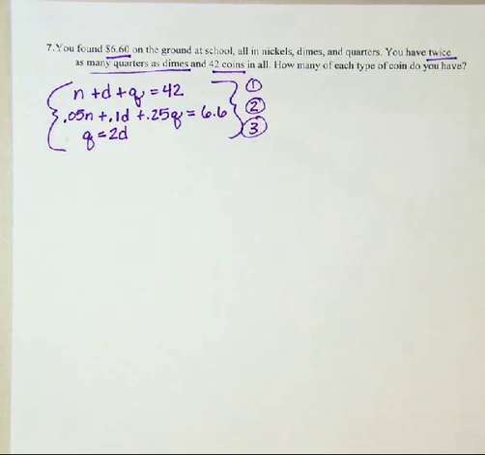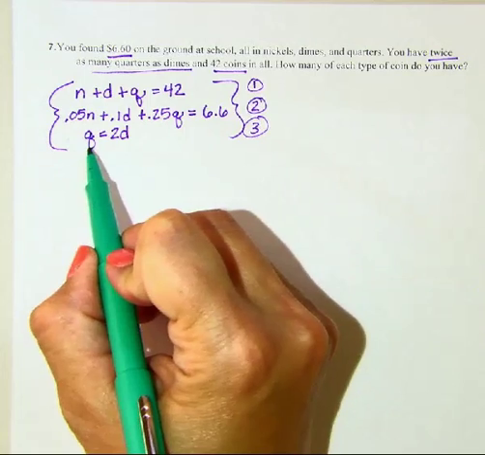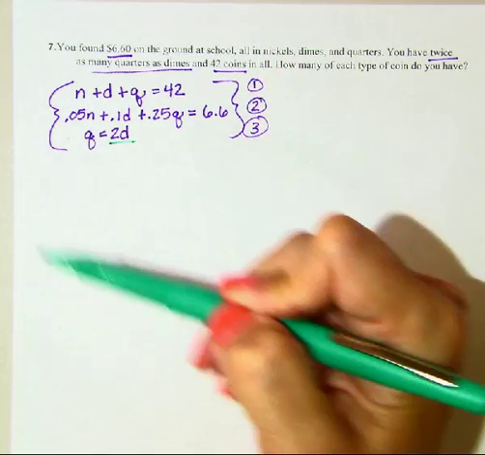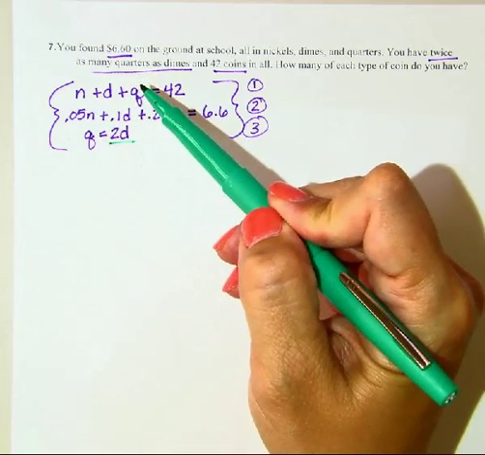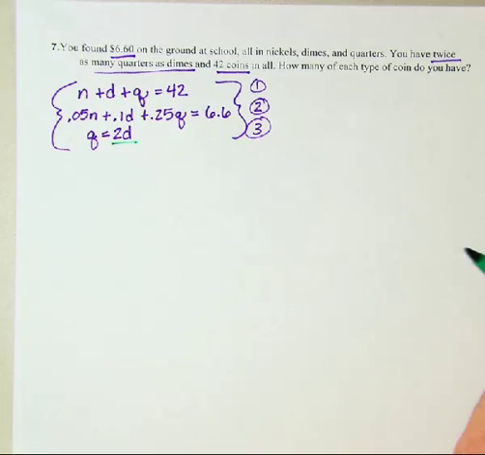Now this system I'm going to solve a little differently. In some of your systems you'll see this where you don't actually need to do elimination right off of the bat. In this one I can actually substitute right off the bat. I know that Q equals this. So if I take equation 3 and I substitute in for Q in equation 1, then I'm down to the variables of N and D. So that gives me equation 4.